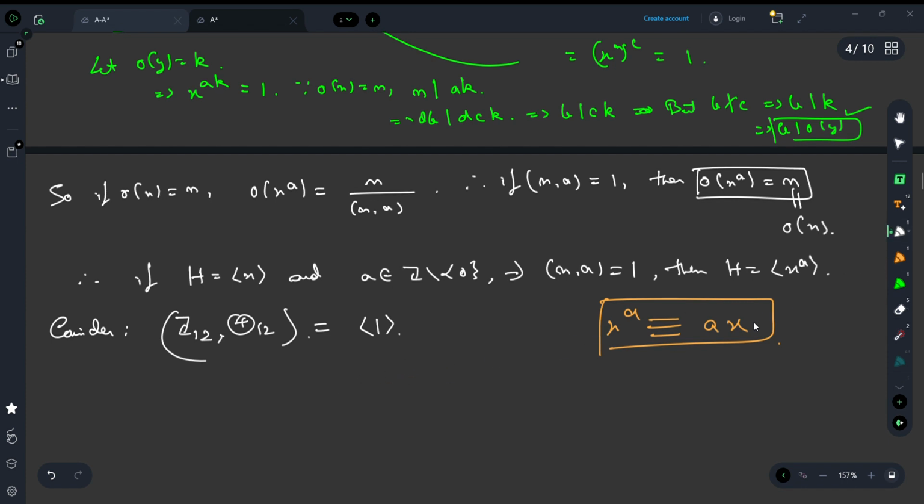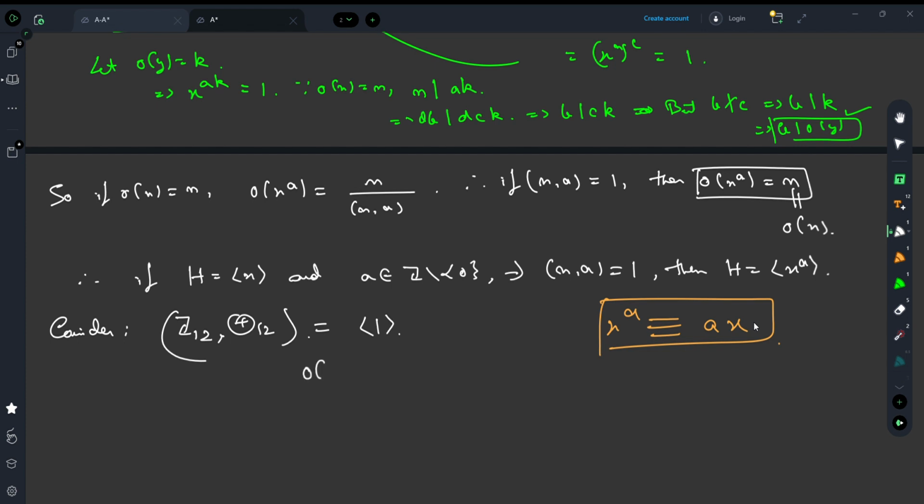Precisely. Will 1 generate? Yeah, it will do. Correct. So 1 generates Z12. Obviously, 1 generates Z12. What are the other generators? Yeah, that was my question. What are the other generators of Z12? Clear? Okay. Let's check it out.